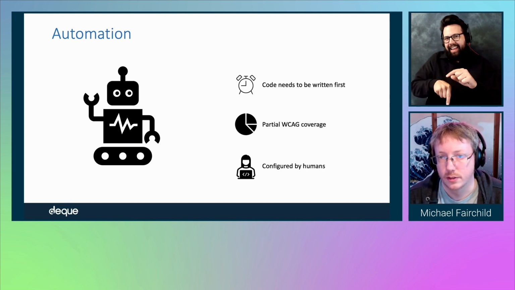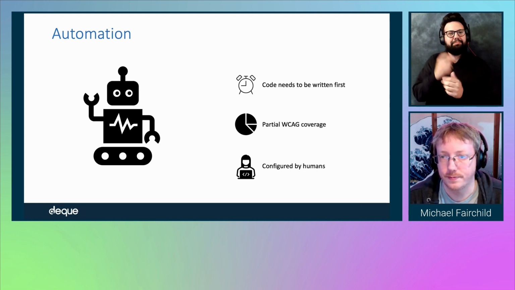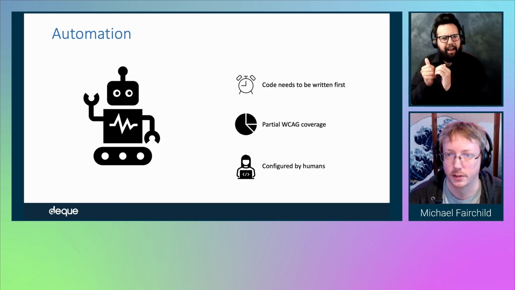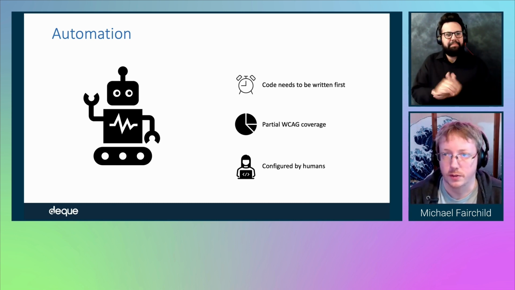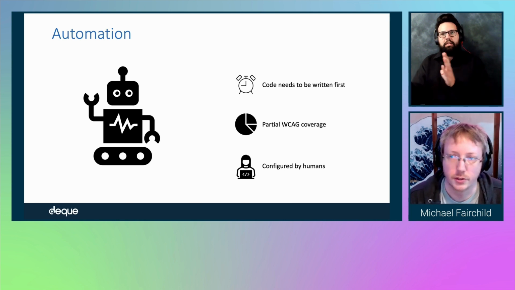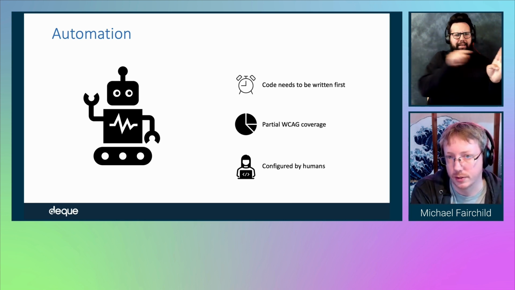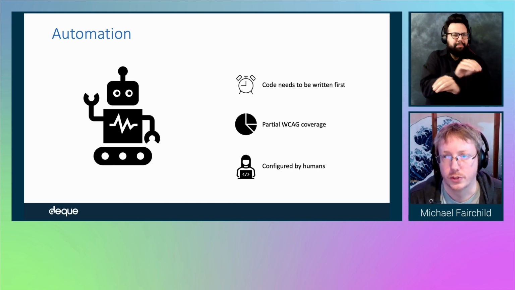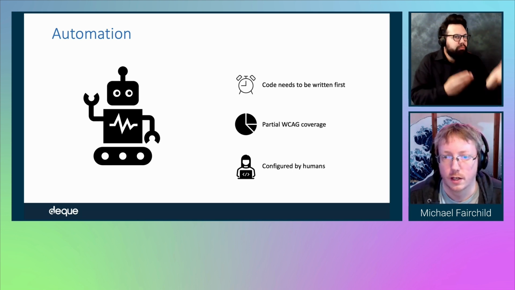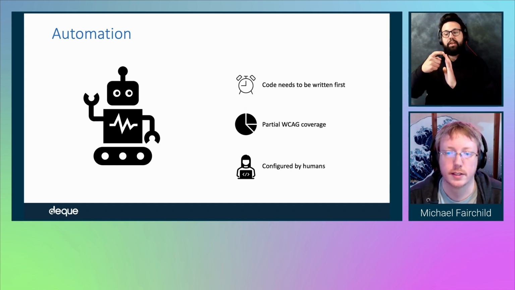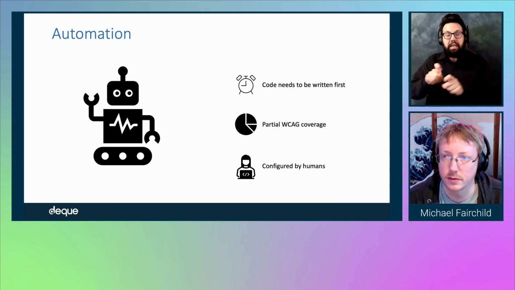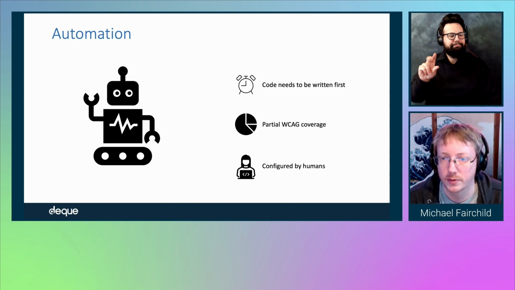One problem here is that code needs to be written first. In order to test something, it has to be testable, and the code needs to be written. So that speaks to not being shifted further left, right? You might discover something here that requires a design change, so you end up having to step back and talk to the designers and get the design changed, which is not going to be efficient or desirable. Automation can also only test part of WCAG. It's not going to be a comprehensive test for WCAG. We still need to do manual testing on top of it.